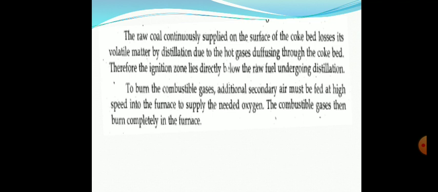The raw coal continuously supplied on the surface of the coke bed loses its volatile matter by distillation due to the hot gases diffusing through the coke bed. Therefore, the ignition zone lies directly below the raw fuel undergoing distillation. To burn the combustible gases, additional secondary air must be fed at high speed into the furnace to supply the needed oxygen. The combustible gases then burn completely in the furnace.